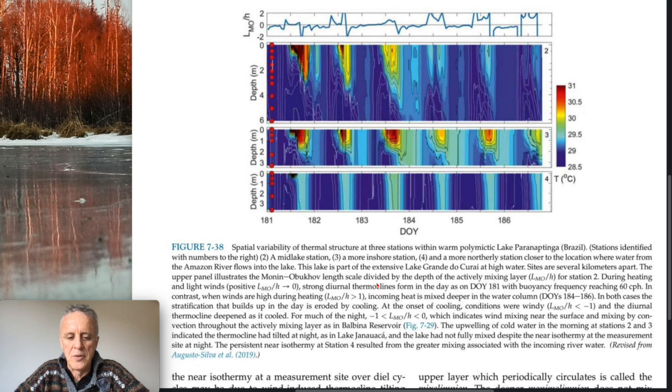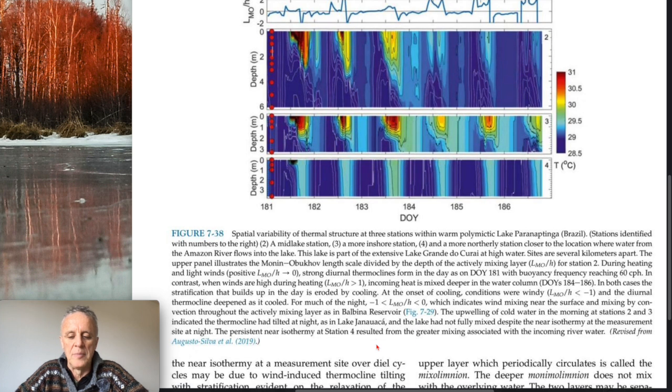The upper panel illustrates the Monin-Obukhov length scale divided by the depth of the actively mixing layer, LMO over H, for station 2. During heating and light winds, positive LMO over H transits towards 0. Strong diurnal thermoclines form in the day, as in DOY 181, with buoyancy frequency reaching 60 cph. In contrast, when winds are high during heating, LMO over H is greater than 1, and incoming heat is mixed deeper in the water column, DOYs 184, 186.